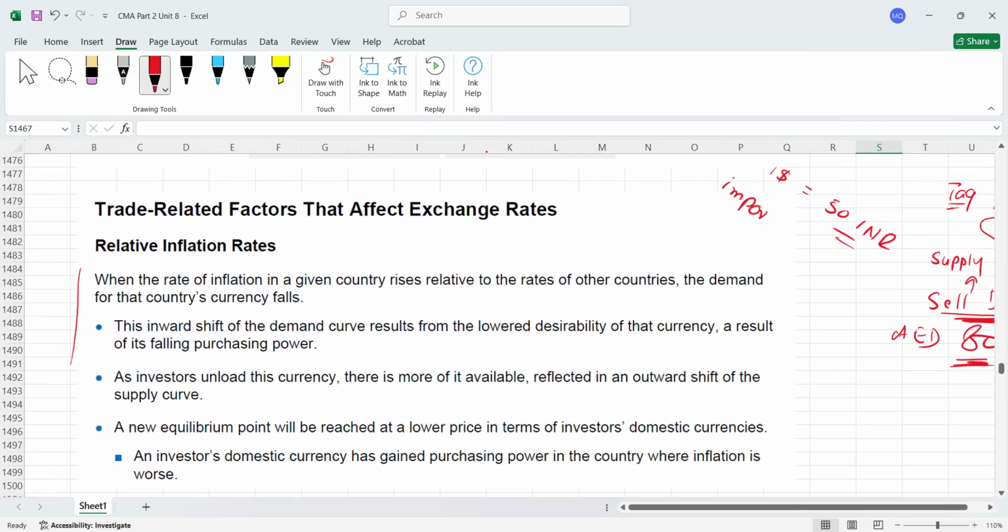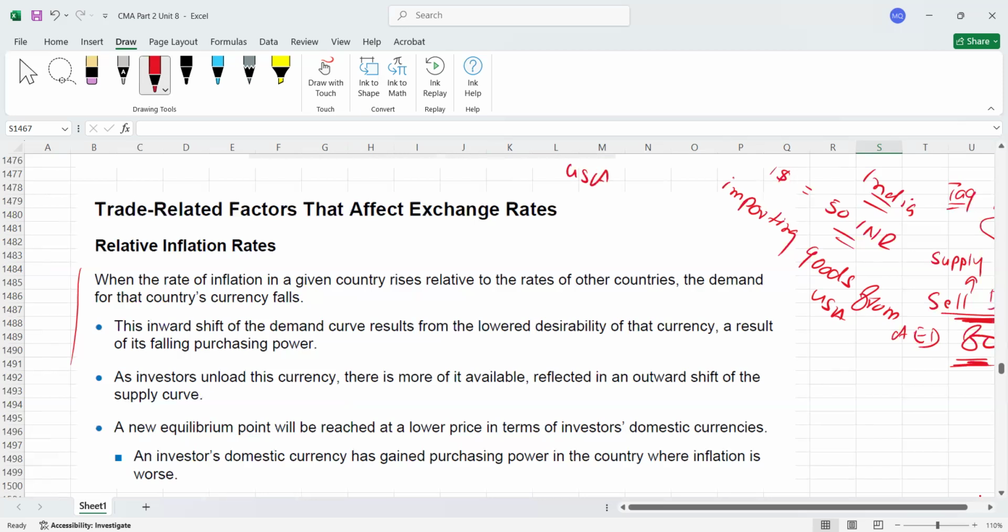You are, for example, importing because you are living in India. So you are importing goods from the USA. This is the trade you are doing. Now what happened? Now in the USA, there is inflation.